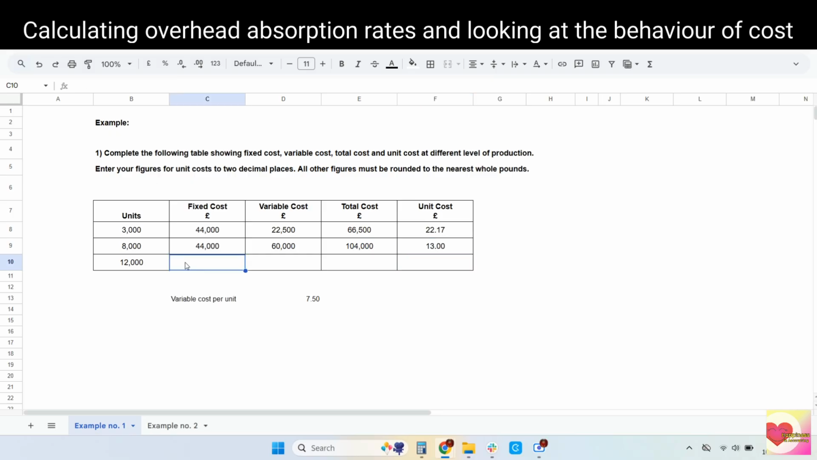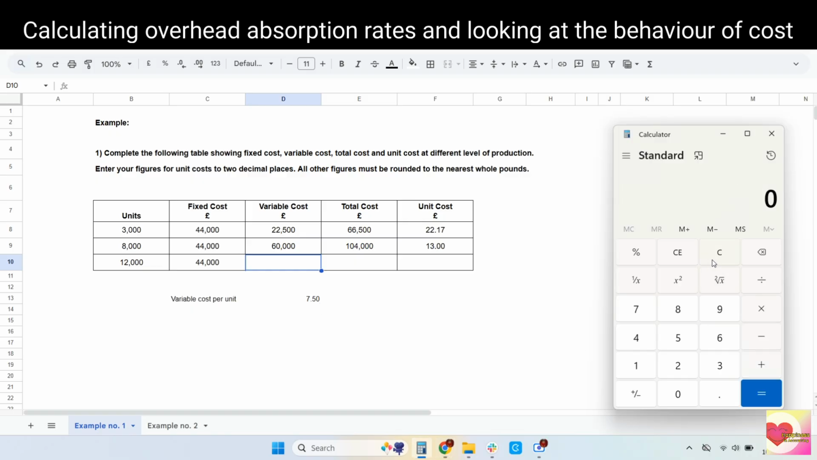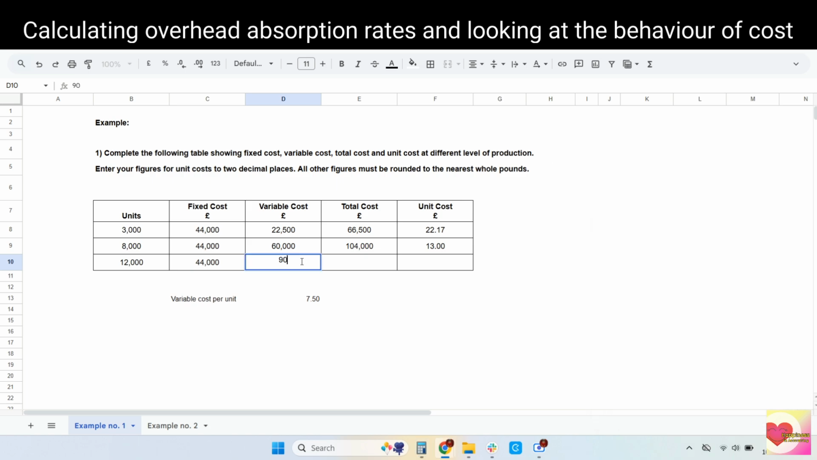Next, for the 12,000 units, let's go to the fixed cost. Remember, this is fixed, so the amount is also 44,000. Next, let's go to variable cost. We already know the variable cost per unit. This is the same amount that we are going to use because remember, the variable cost per unit is fixed. So let's multiply this amount, 7.50, times the number of units, which is 12,000, and we got 90,000, so this is our variable cost.